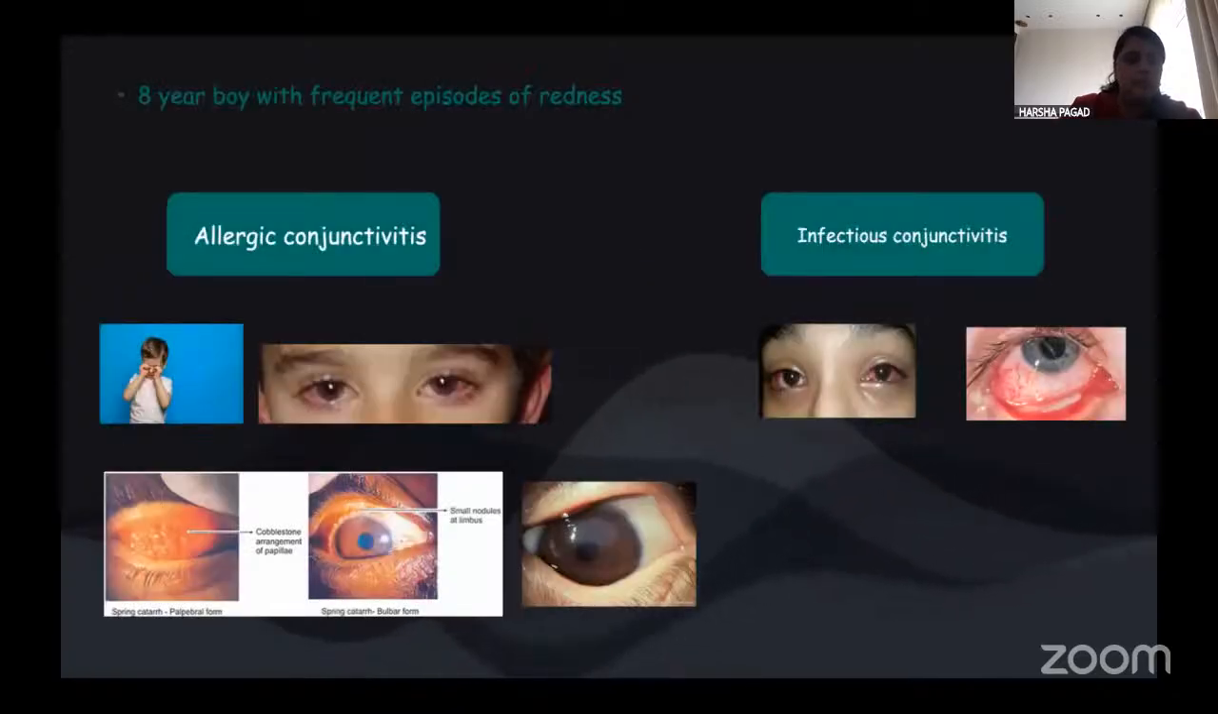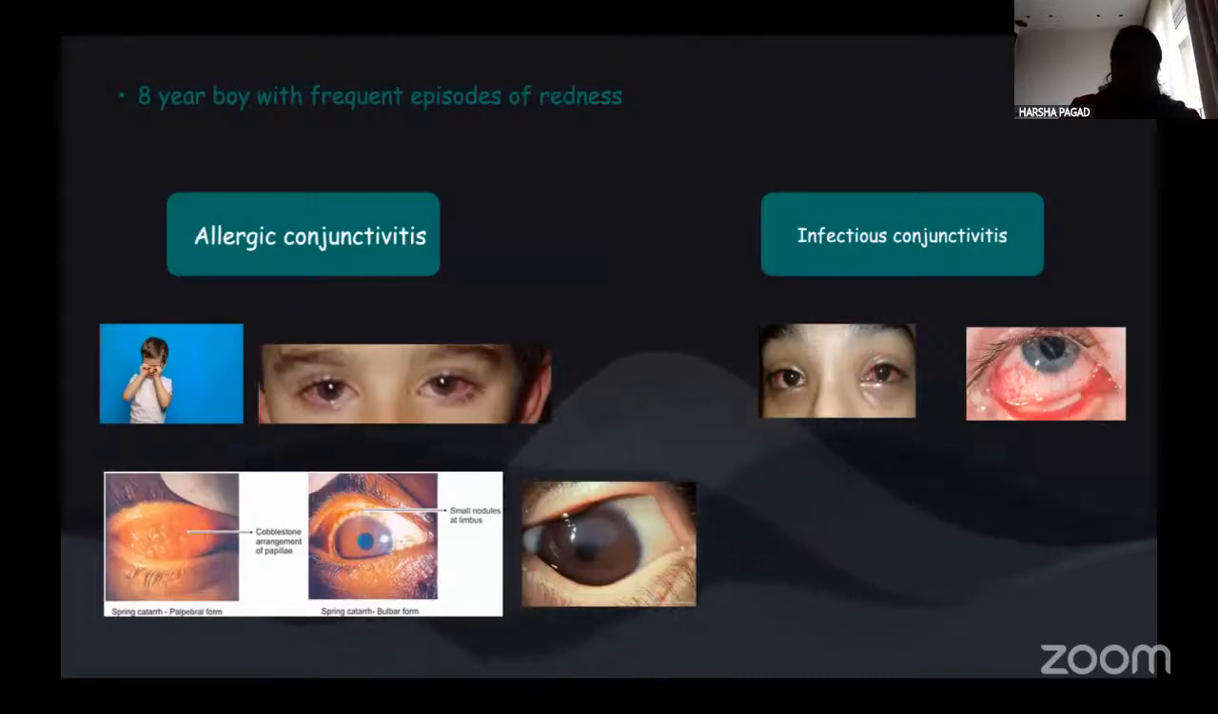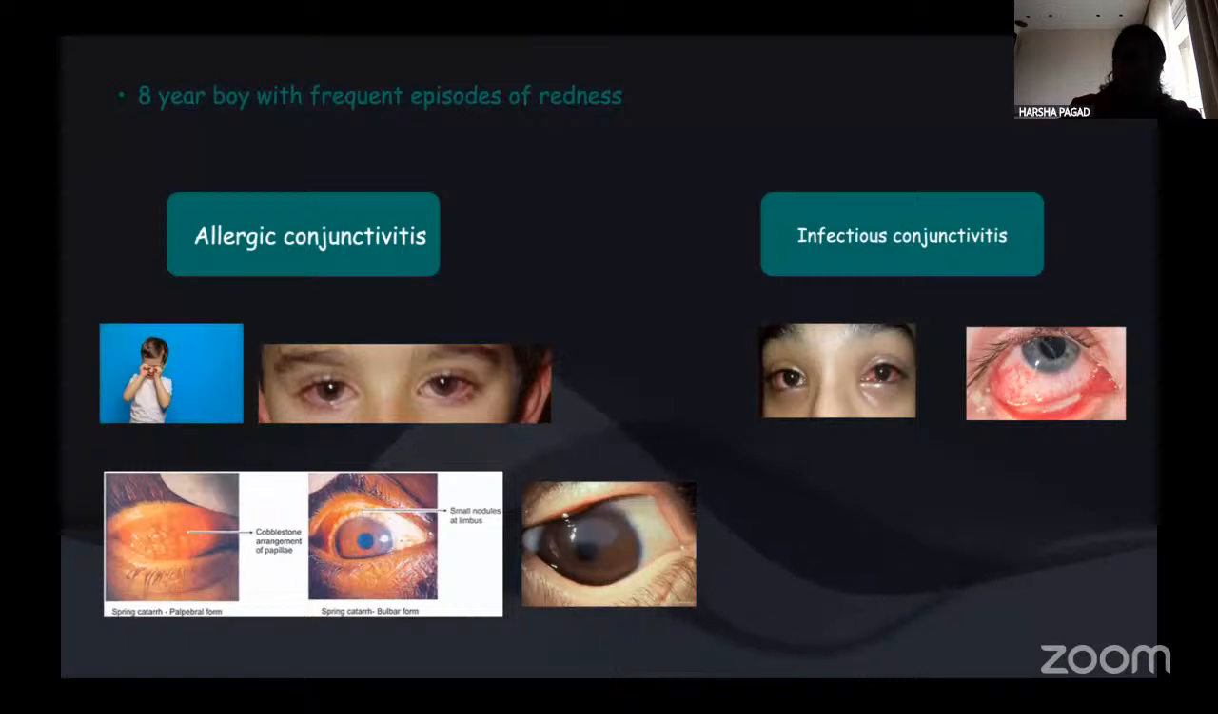So the next common condition which we see in our OPD is a child with a red eye. Allergic and infectious conjunctivitis are the two important differentials. You get a child typically in summer rubbing the eyes, with pink eyes and not a lot of discharge, but definitely showing a seasonal variation, and can have a history of asthma or skin rashes also. In this clinical picture you can see the papillae and the nodules at the limbus, which can progress to a corneal ulcer. This is called vernal allergic conjunctivitis, which is very seasonal. Typical eye rubbing is seen.